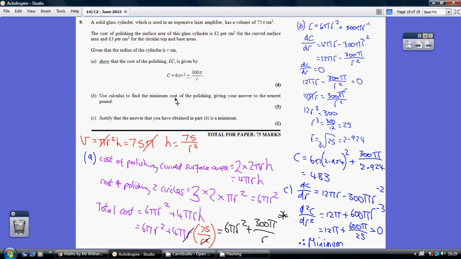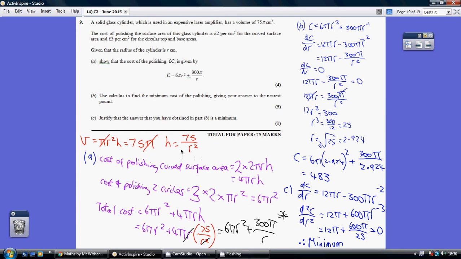Now back to part A. We need to show this formula. So what do we know? We've got a cylinder and we know its volume is 75 pi. The volume of a cylinder is just like with any prism. Step 1, you work out the area of the end, which with a cylinder is a circle, so pi r squared. Step 2, multiply that by the height of the cylinder. So our volume is pi r squared times h, and we're told that is 75 pi. Cancelling the pi's, we get r squared h equals 75, or dividing through by r squared, h equals 75 over r squared.